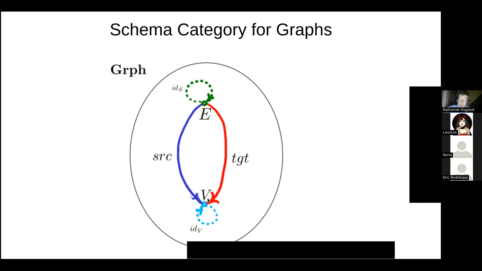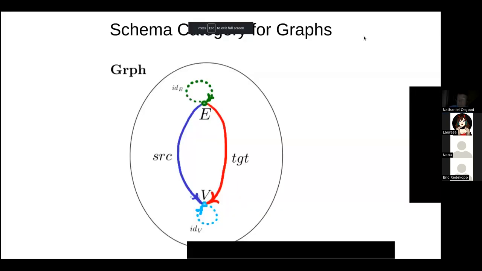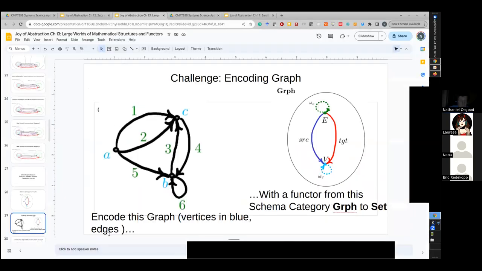And when I first introduced this category, I kind of waved my hands and said, E kind of represents edges and V represents vertices in a graph. But that may have seemed kind of weird because, well, where are they? And what I told you is, where we'll really get interesting is when we map these things into set. And I asked you as part of your take-home exercise to create a mapping from this thing into set that encodes this graph. And this graph has how many vertices in it? Three. And how many edges are there? Six. 1, 2, 3, 4, 5, 6, right? Edges in green.